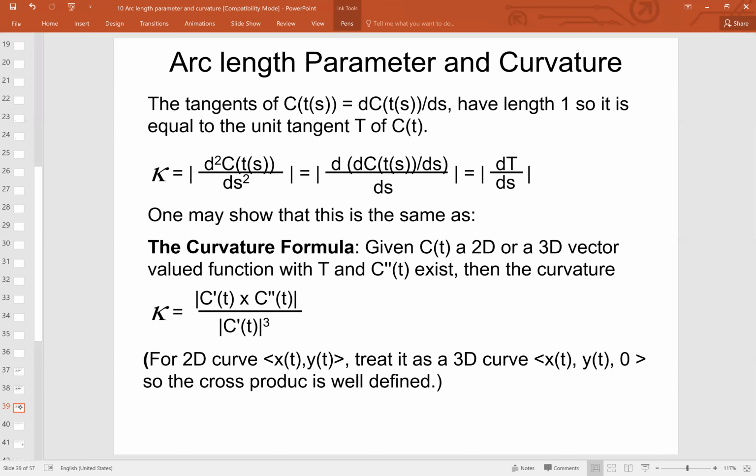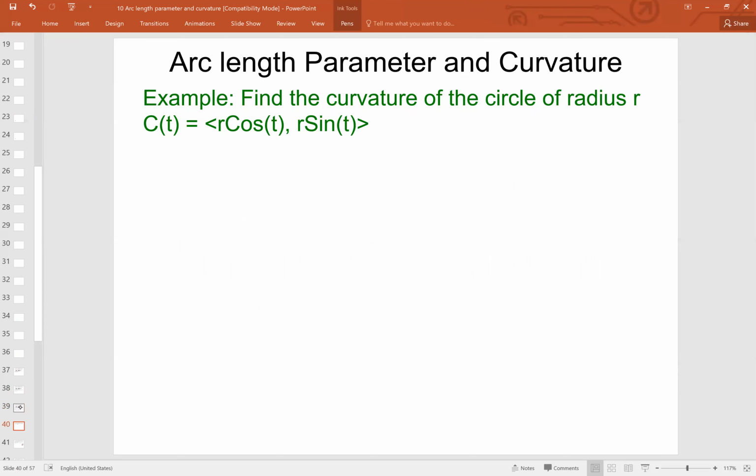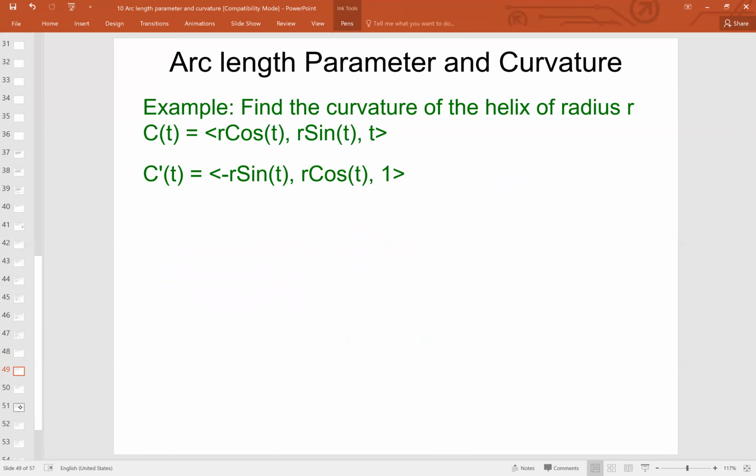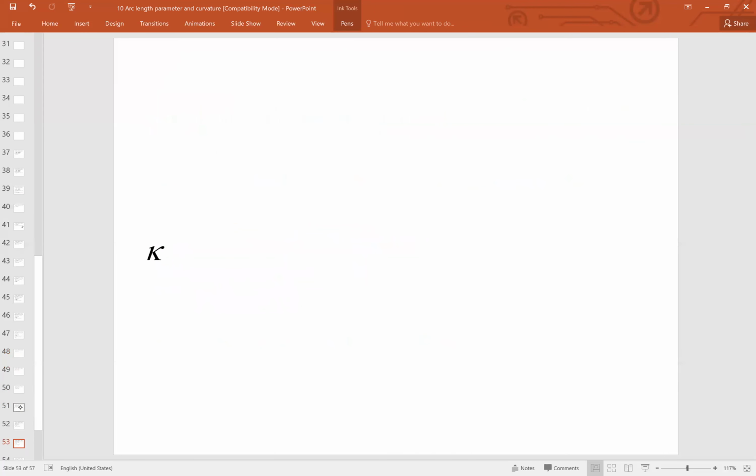And then for the rest, you say, 2D curve. How can you define the cross product for 2D curves? In this case, you embed the 2D curve into the plane with z equals 0 as a 3D curve. Just treat the z component as 0. Then you can talk about the cross product. So here are examples going through the calculations of two different types of spirals and the circle.